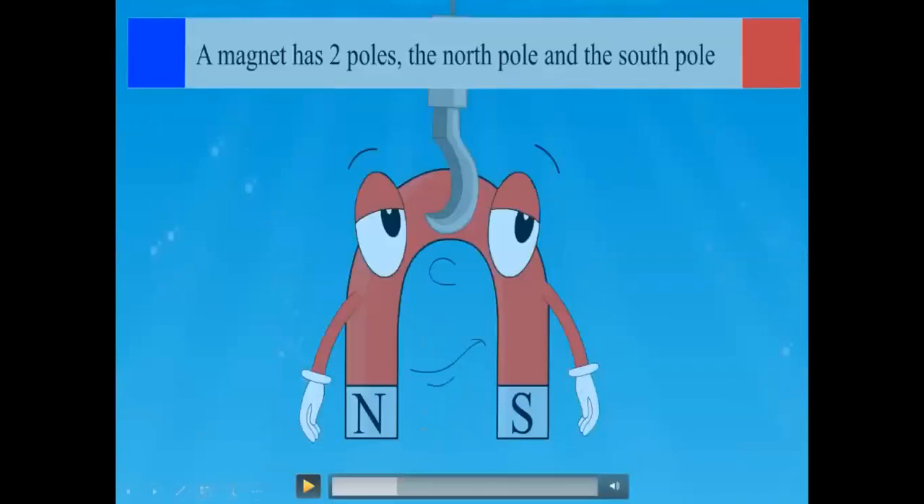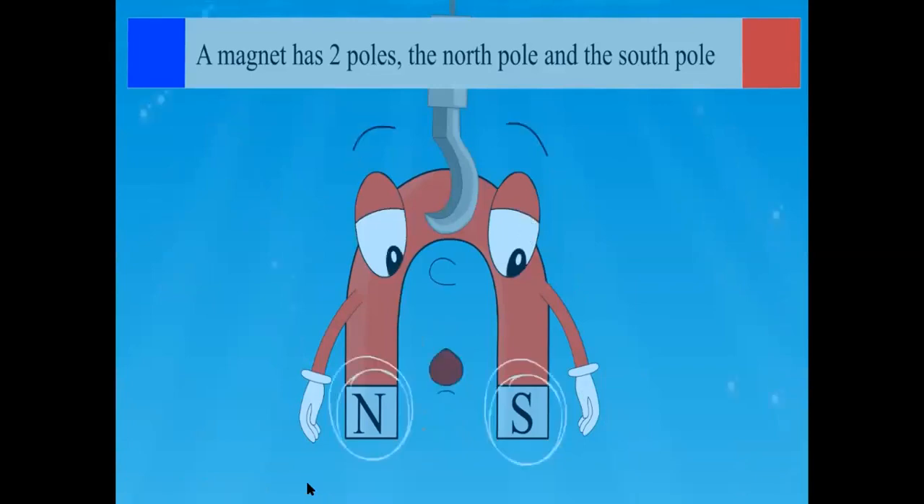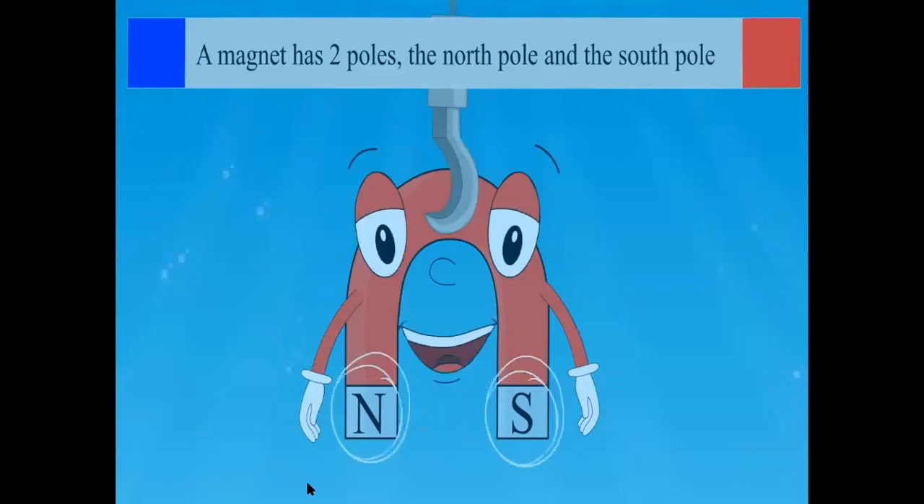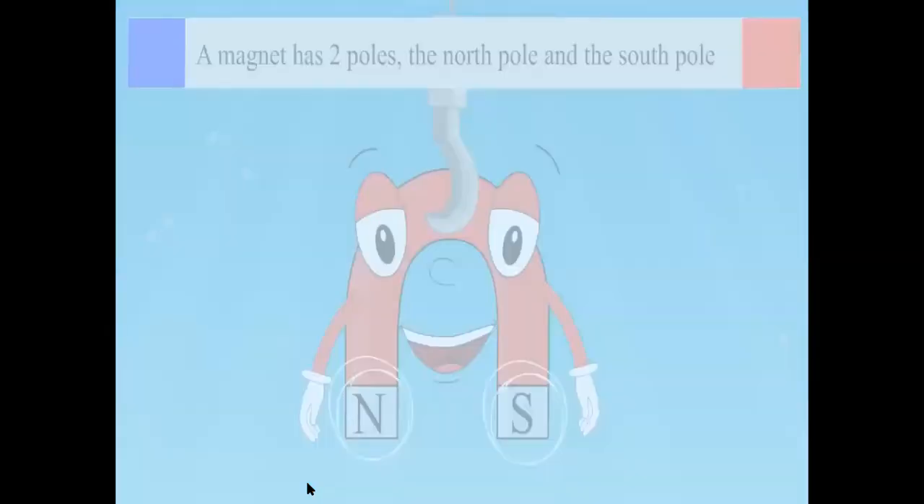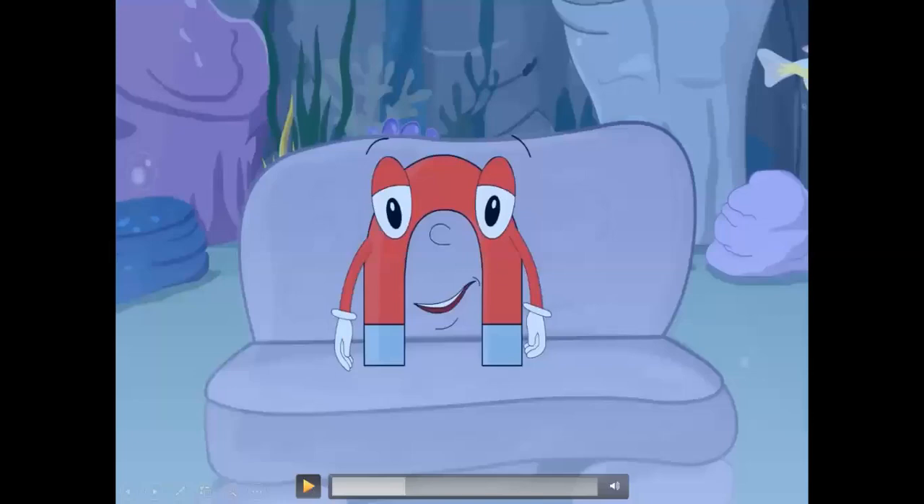See that the magnet has two poles. It has the North Pole and the South Pole, okay? I want to say something that we saw together, the bar-shaped magnet. Now this is the U-shaped, as I told you. This is the U-shaped magnet. It has also two poles.